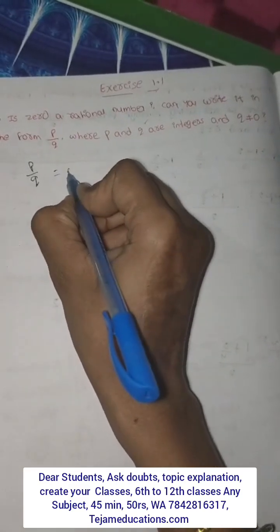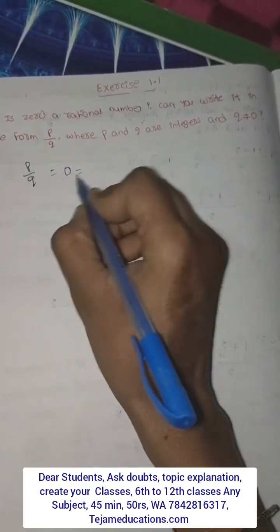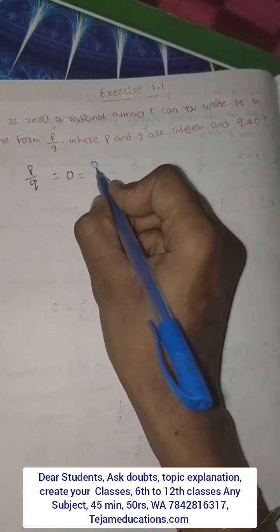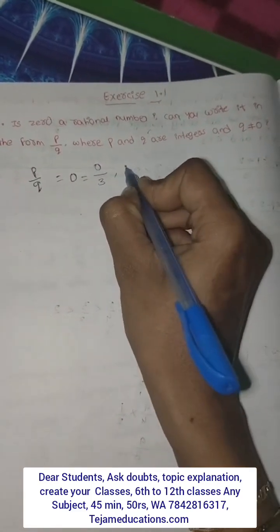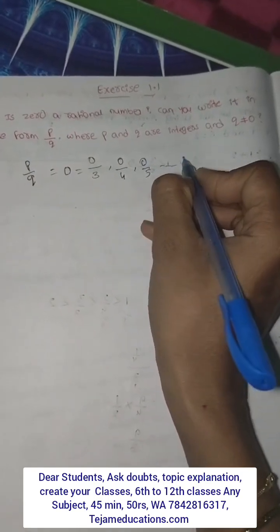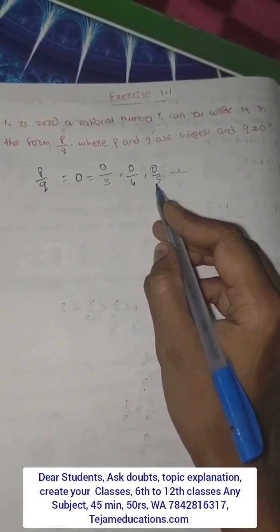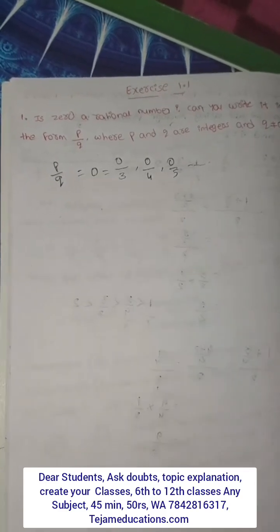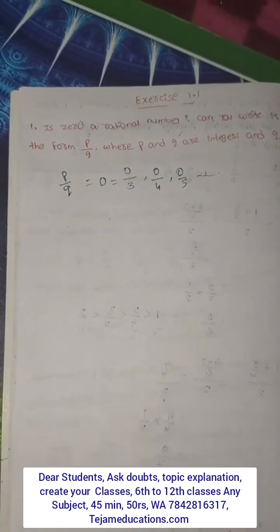So suppose you take 0. We don't want q to be 0, but we can make 0 the numerator. Then 0 by 3, or 0 by 4, or 0 by 5, etc. So we can write it in p by q form. Okay, understand? Now let us solve the second question.